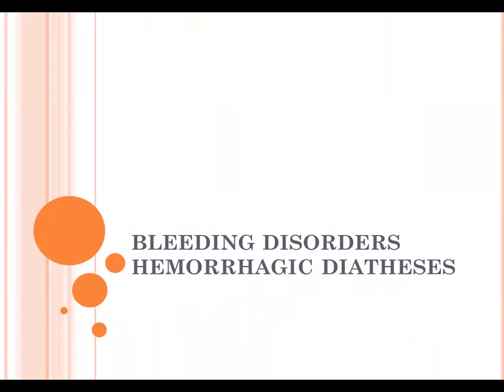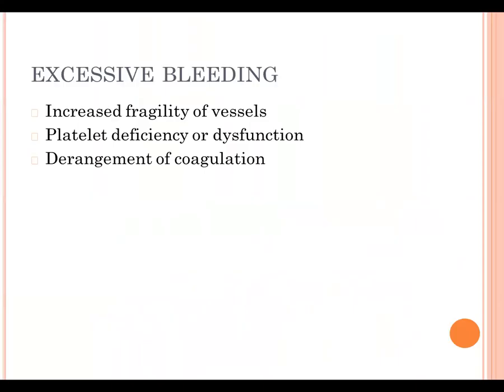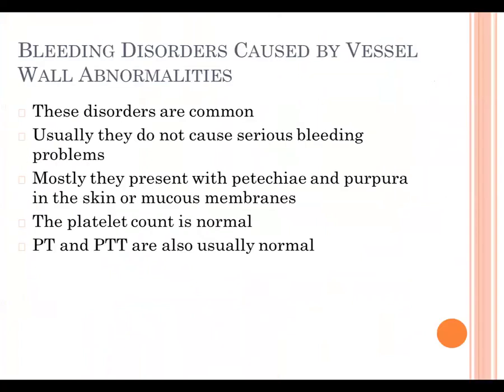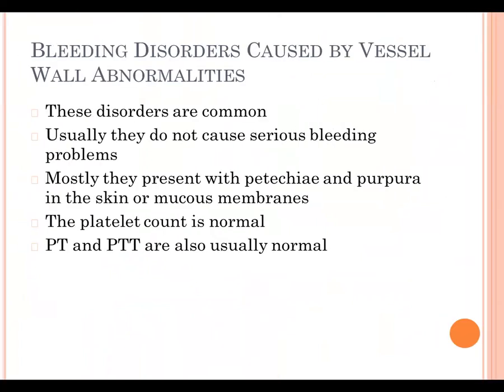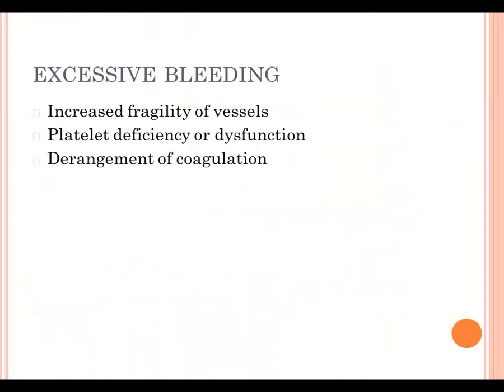Okay. Assalamu alaikum. Today we are discussing the bleeding disorders and the hemorrhagic diagnosis. Now, the causes of the excessive bleeding. It may be due to the increased fragility of the vessel wall, platelet deficiency or dysfunction, and derangement of the coagulation. These are the causes which can lead to excessive bleeding. Now, one by one, we will discuss all these abnormalities.